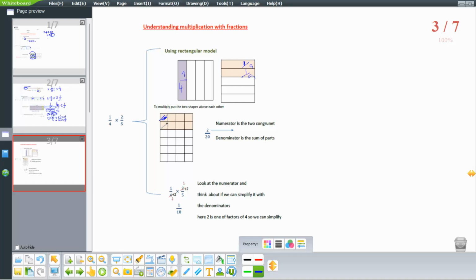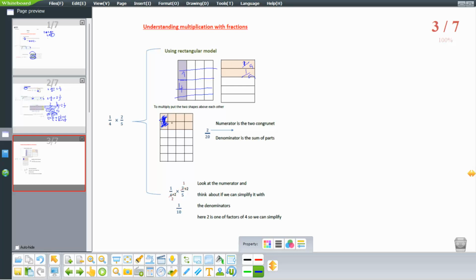Okay, we can say that they meet here. Yes, here. Like if I divide here into 5, like this, they are going to meet here. So here we have 2 over how many? The total number, all of them, are 20.